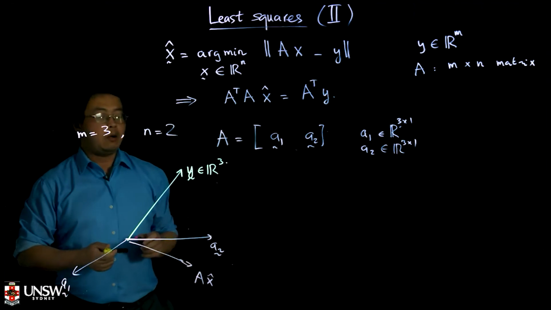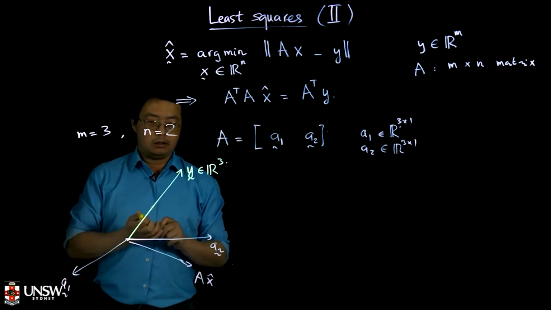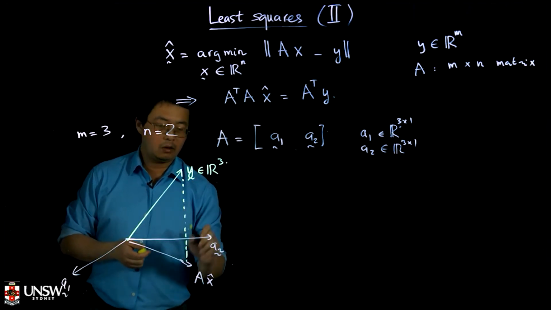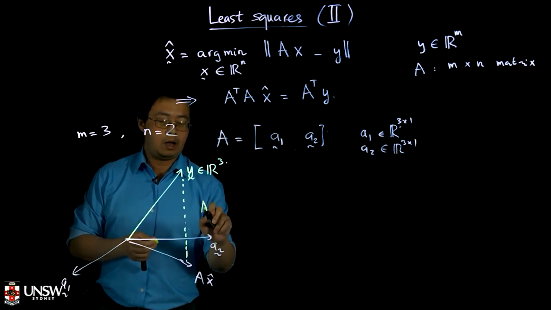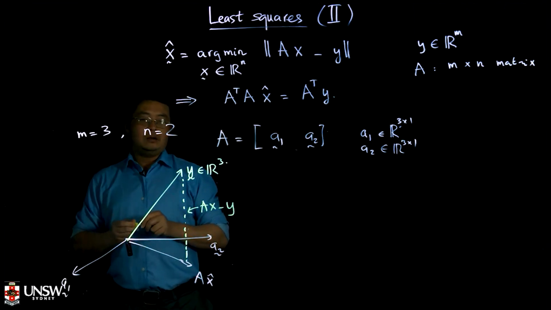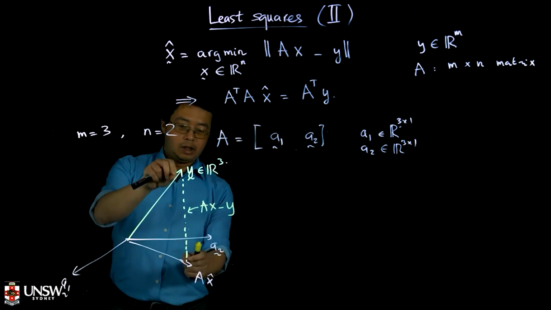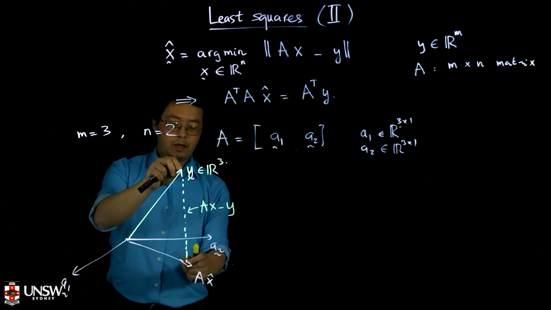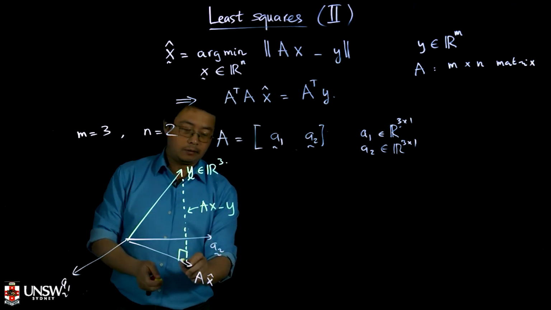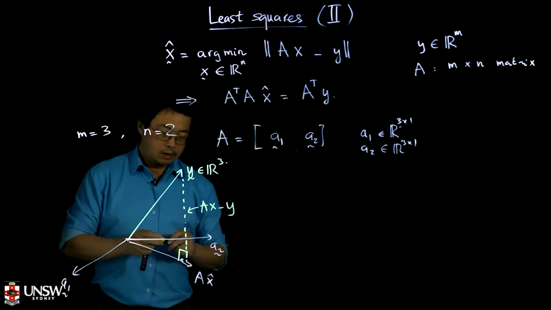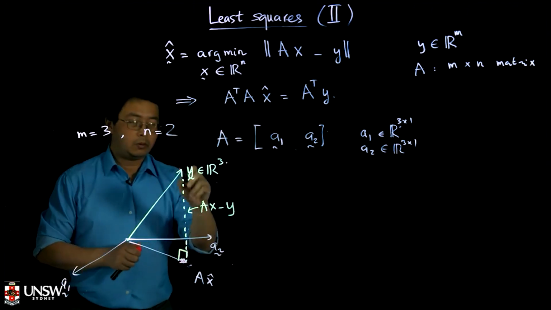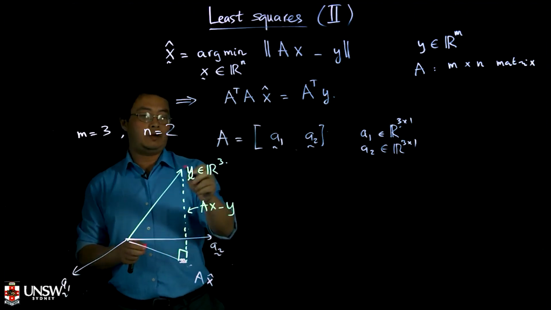And I want to minimize the length of the vector Ax minus y. So Ax minus y is this vector. Then you can see from geometry that the length of this vector will be minimized when it's perpendicular to the plane. And that is exactly what we want. So we want the vector Ax hat to be the orthogonal projection of the vector y.